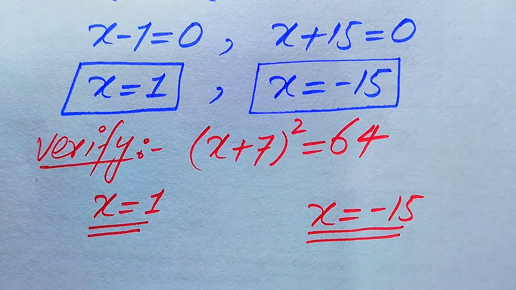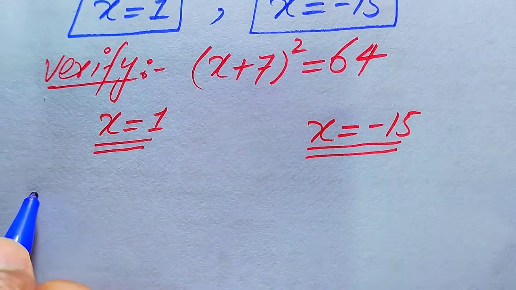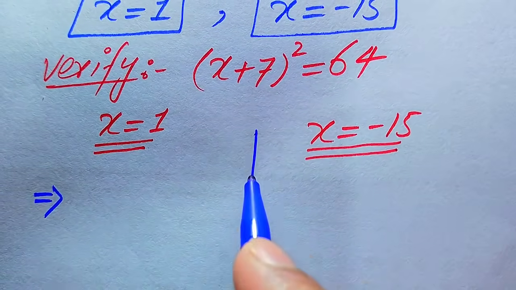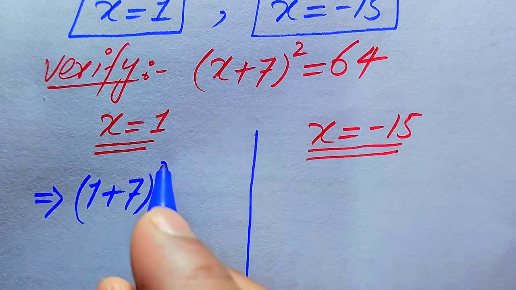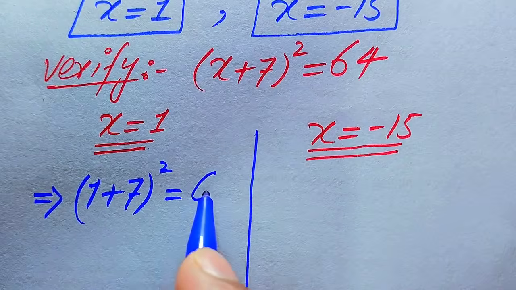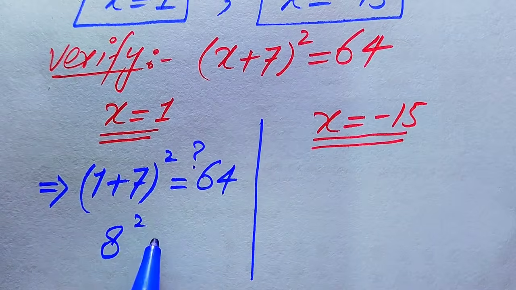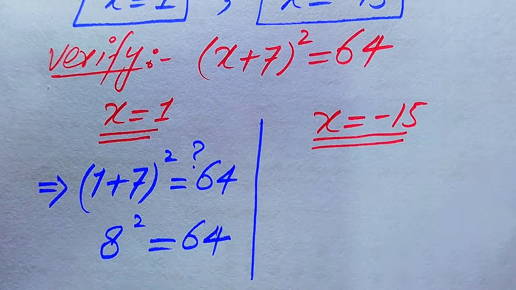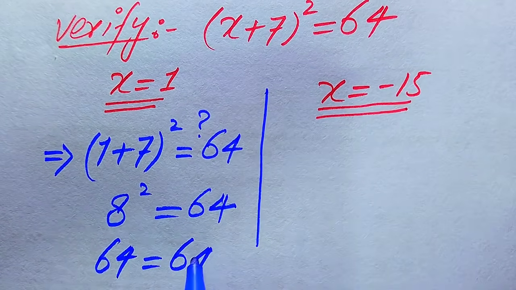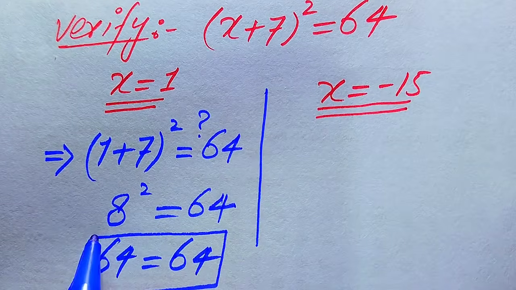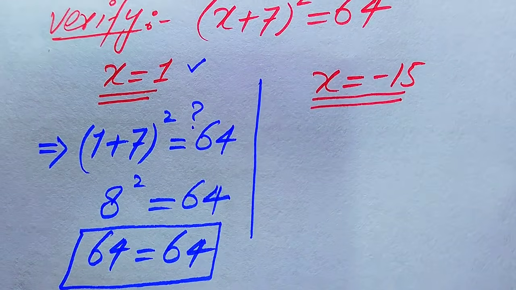So here we substitute both of these two values into the above equation, and when we put these values here, it will be written as: when you put x equals 1 here, it becomes (1 + 7)² = 64 or not. This is our claim. And 1 plus 7 becomes 8 squared equals 64, and you clearly see here 8 squared becomes 64 equals 64. This shows that both of the sides are equal. It means that the value x = 1 satisfies our given question statement.